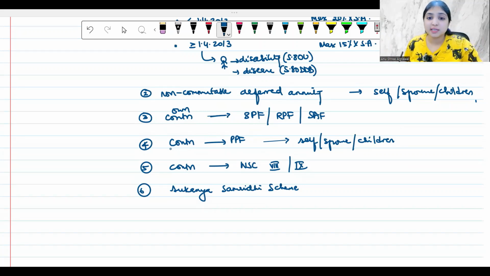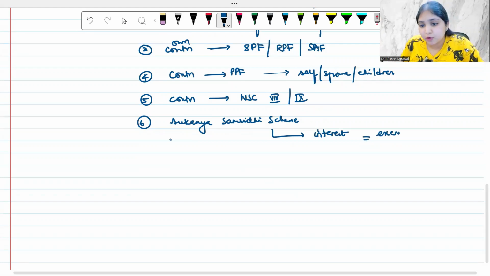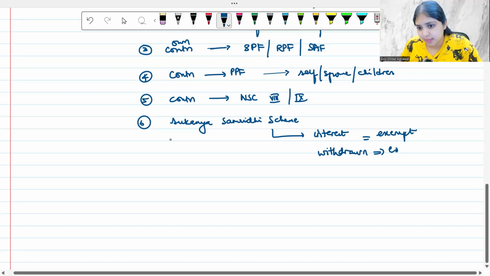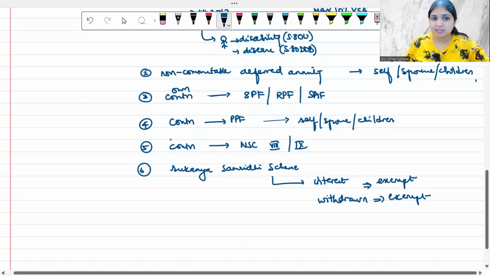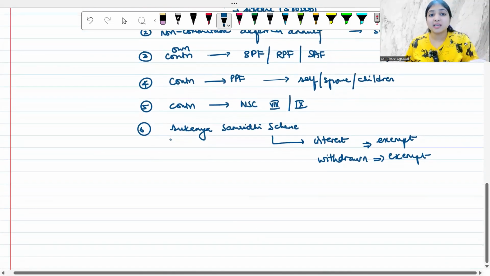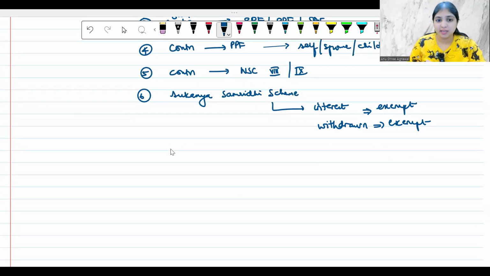Now, whatever interest we earn from the Sukanya Samriddhi scheme is going to be fully exempt from tax. And later, if the assessee withdraws any money from the Sukanya Samriddhi scheme, even that is going to be fully exempt from tax. So, if the assessee makes a contribution to the Sukanya Samriddhi scheme, the assessee will get 80C deduction. And later, whenever the assessee earns any interest from this account, that interest will be exempt. And when the assessee withdraws money from here, even that's going to be fully exempt.